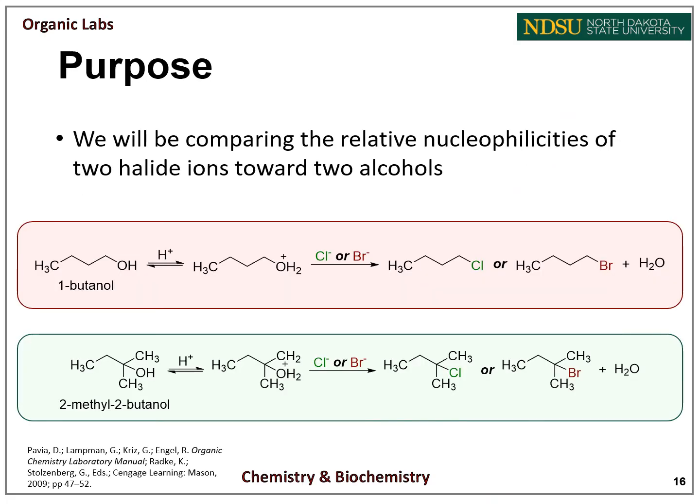Again, the purpose of this lab is to compare the relative nucleophilicity of two halide ions, chloride and bromide, with two different alcohols, 1-butanol and 2-methyl-2-butanol. So what we'll be doing is adding an acid, dilute sulfuric acid. This protonates the alcohol, making it a better leaving group, and then it can be displaced by a nucleophilic substitution reaction with our nucleophiles.